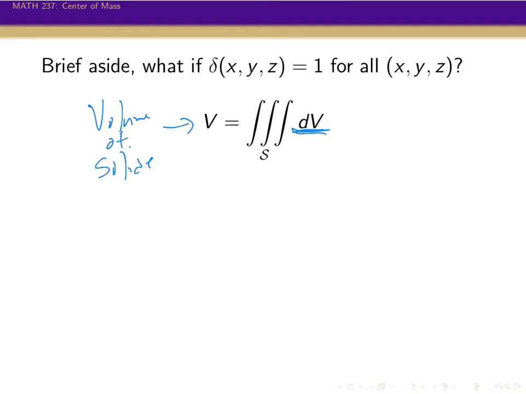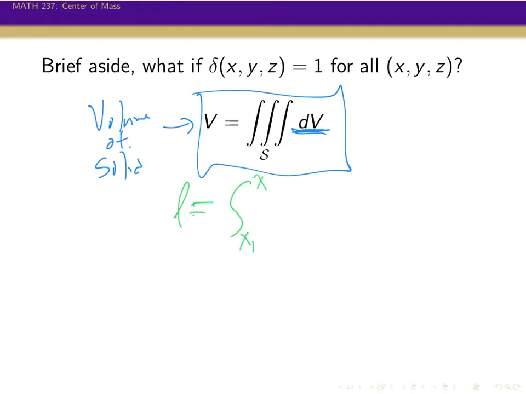So, the formula for volume: volume is the integral of dV over the solid. And there are analogs to this in other dimensions. So in one dimension, length, this is kind of silly, but if you want to know the length from x1 to x2, you could just integrate dx between them, right? And this will give you x2 minus x1.